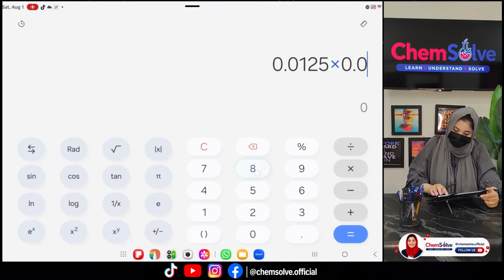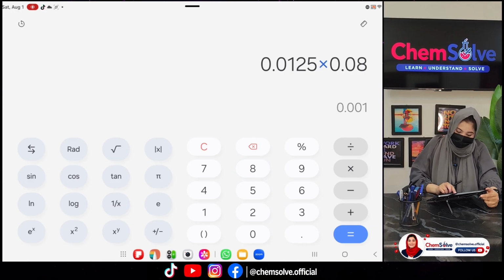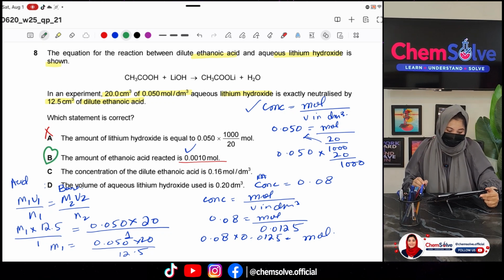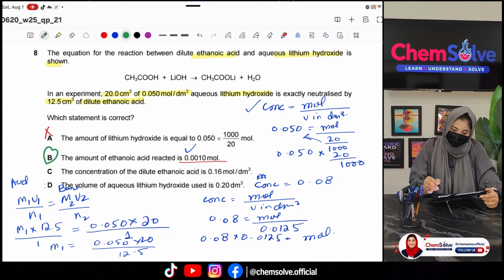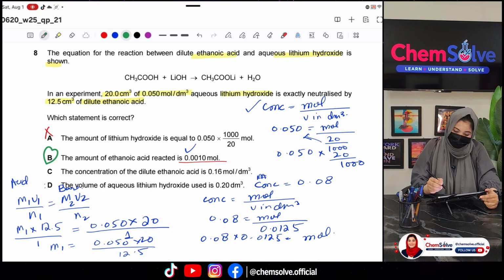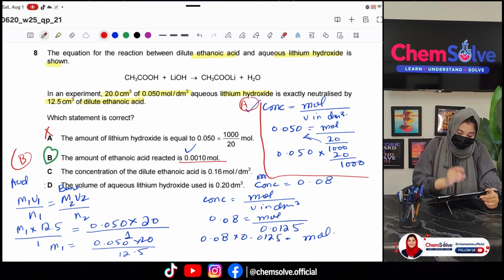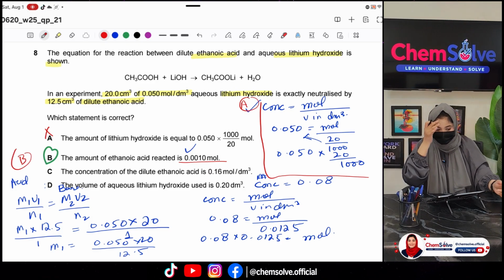Multiply by 0.08. So this is 0.001. That exactly matches with our answer. So this is the correct option. B is the correct option. Okay, I hope you understood it. This calculation, this one, this is for option A, and this whole calculation, this is for option B.